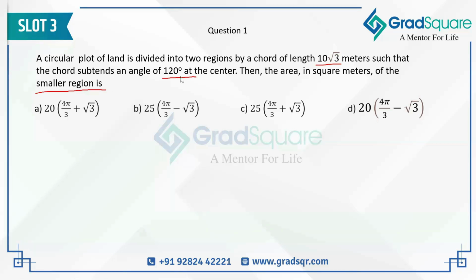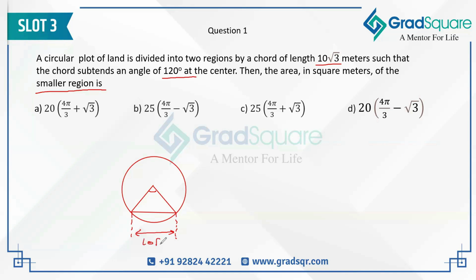So if you look at drawing a circle and trying to figure out the area of the smaller region is what they're talking about. Suppose you look at a chord which is of 10 root 3. So let's say this is the chord that you are looking at. Here is the center of the circle. It subtends an angle of 120 degrees at the center of the circle. So this is the angle that you are looking at. Now this angle turns out to be 120 degrees, and this length over here turns out to be 10 root 3.